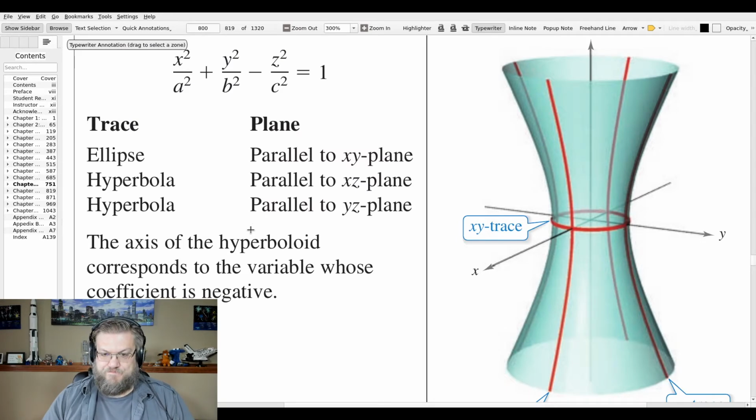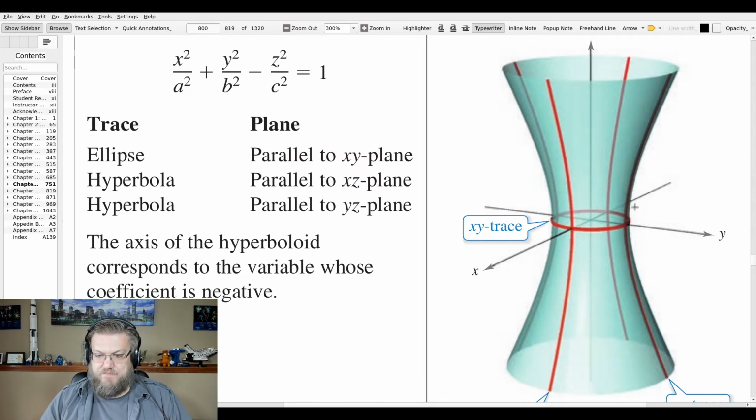See that? There's the hyperbola in that sense. Here's the hyperbola in the other sense. And then here's the ellipse in the middle. Do you see that? Now, this is not the only form for a hyperboloid of one sheet.